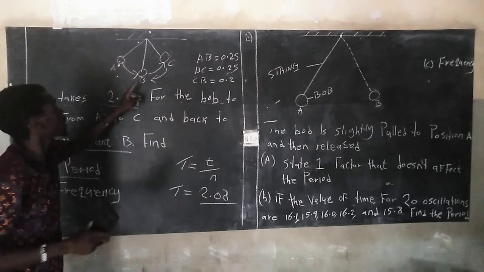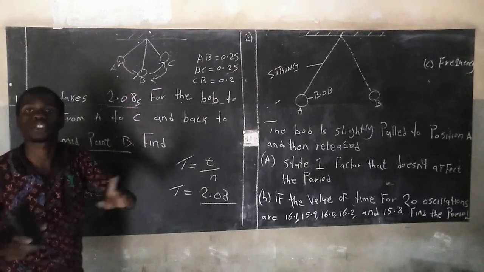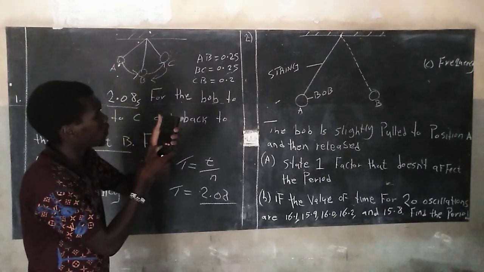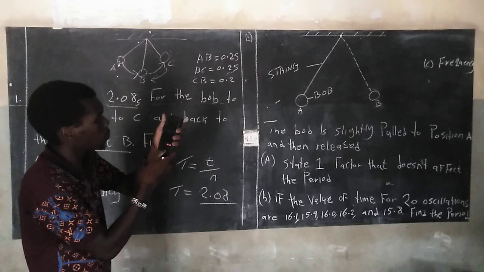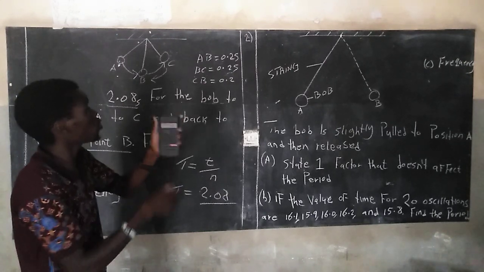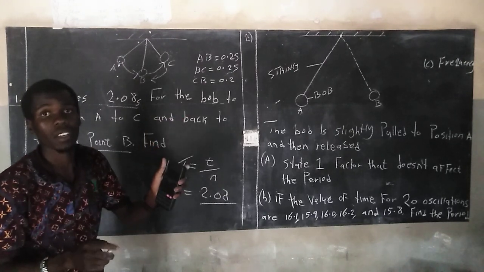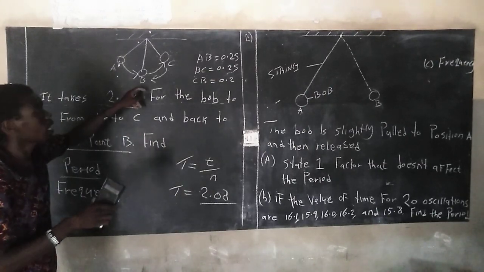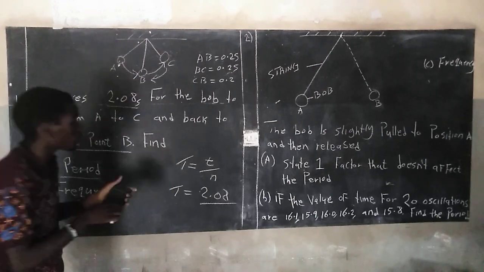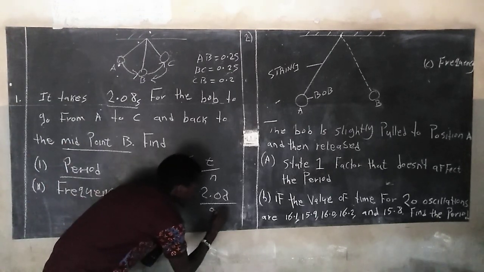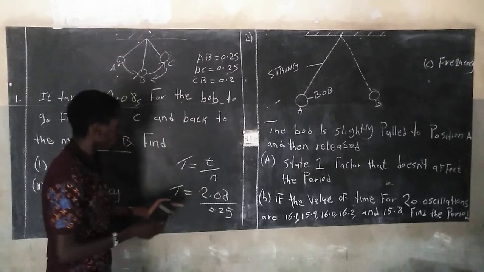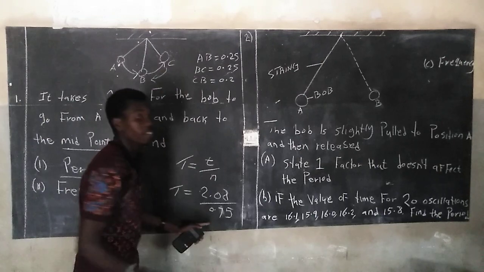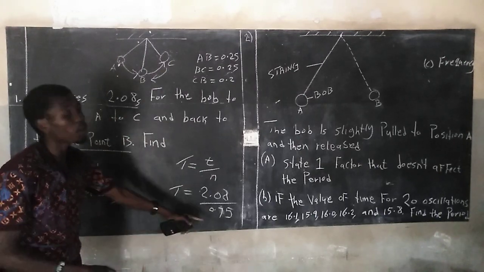Now the bulb has stopped here, swinging from B. So 0.25 plus 0.25 plus 0.25, we are going to come up with 0.75. Since our bulb has stopped moving from here, our number of oscillations is 0.75. So this is our number of oscillations.